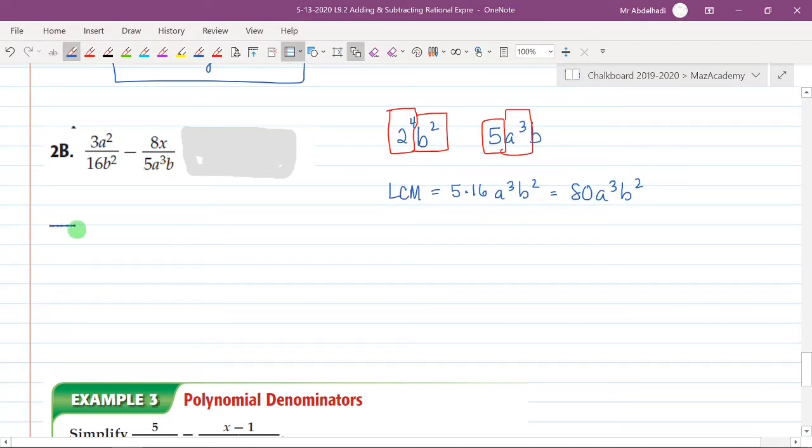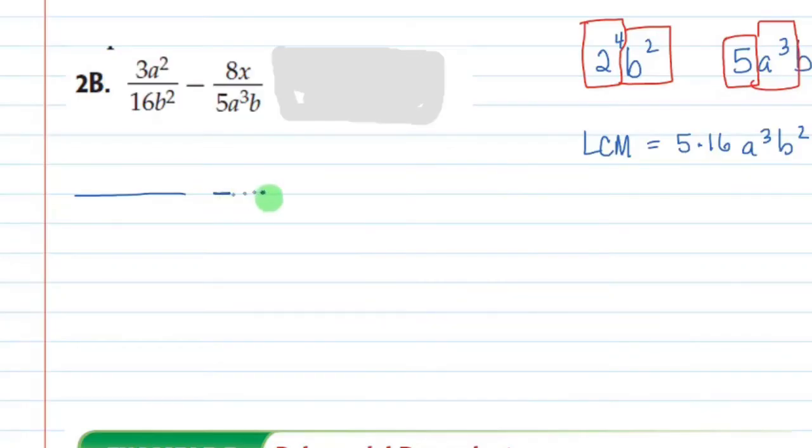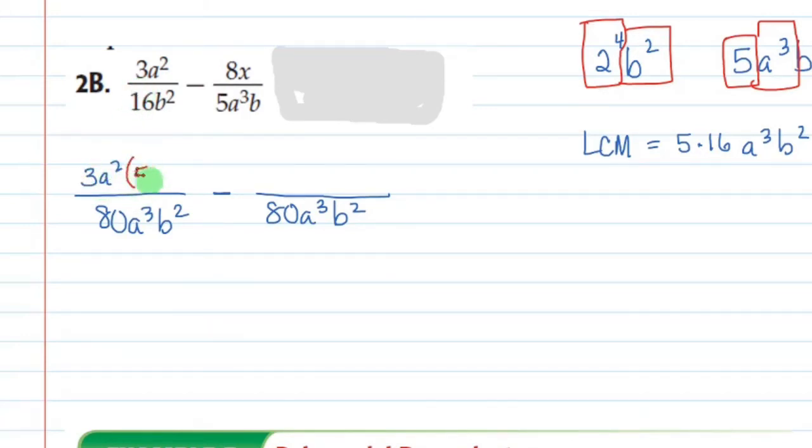So let's write out the subtraction here with the new denominators. Okay, 80 a to the third b squared. Now, what do I do to 16 to get to 80? I multiply by 5. So whatever I have on the top here, 3a squared, I'm going to multiply it by 5. What do I do to this denominator to get this a to the third? Well, there is no a here, so I need to multiply that by a to the third. And then what do I do to b squared to make it b squared? Nothing. It's already b squared, so I'm done there.